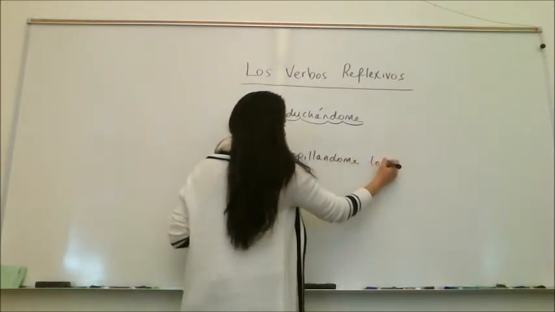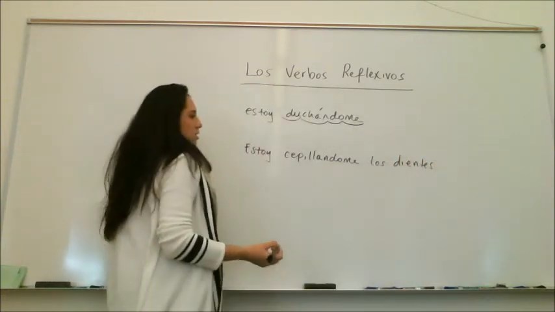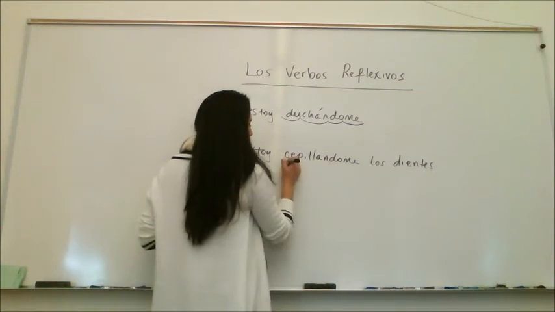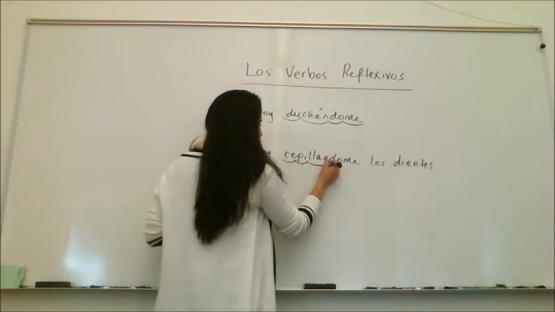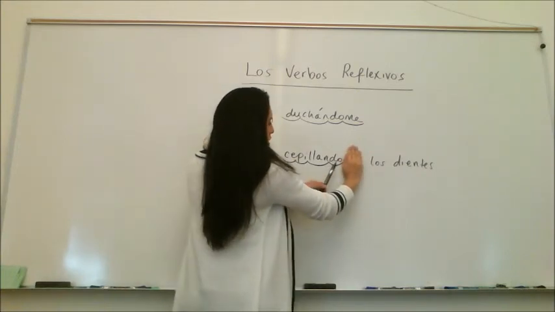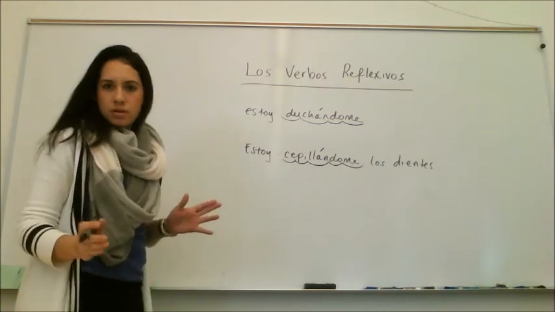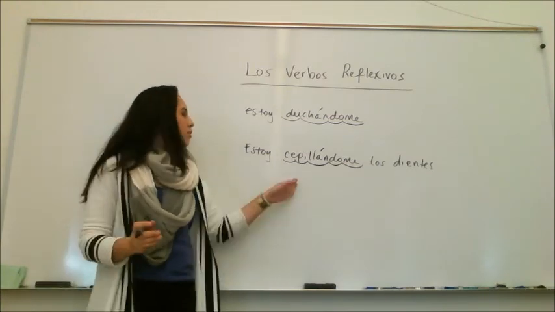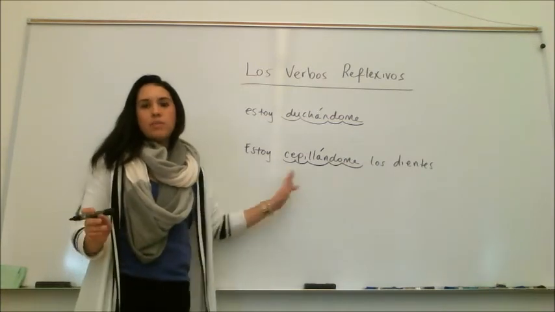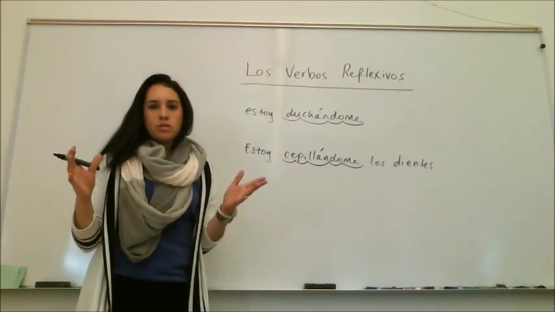Cepillándome los dientes. I'm brushing my teeth. Cepillándome. Cubrimos el reflexivo. 1, 2. Acento sobre la A. Cepillándome. Alright? So don't forget that when you have the presente progresivo, or mostly any progresivo, you're going to add the acento to make the stress look better.